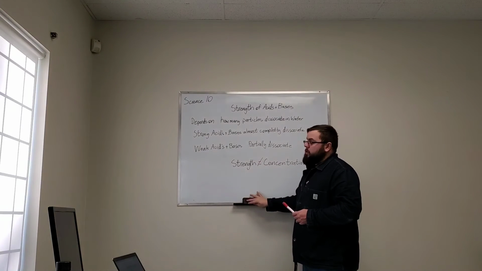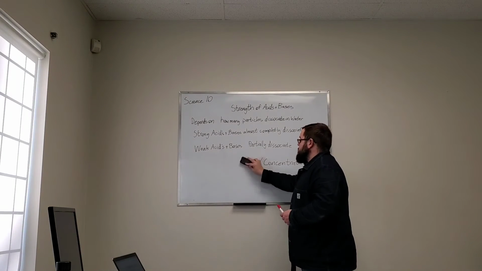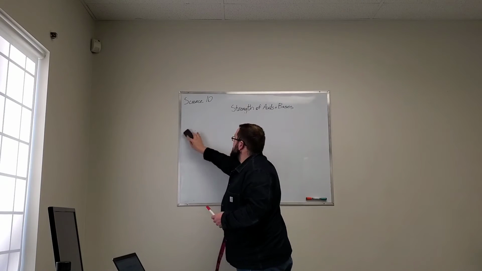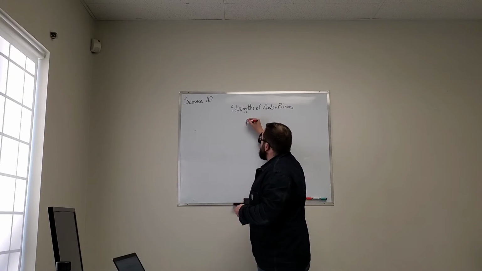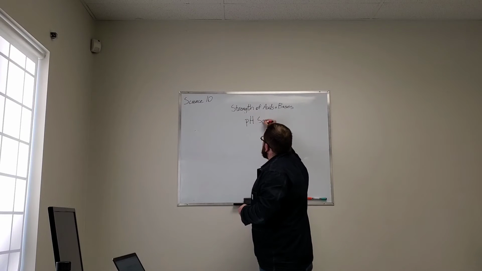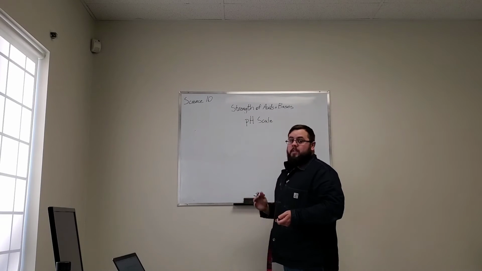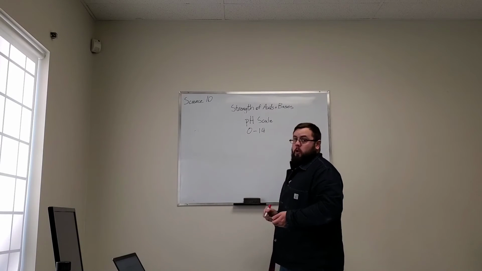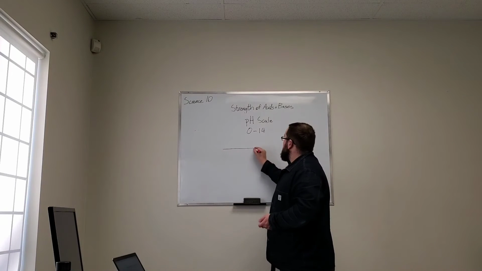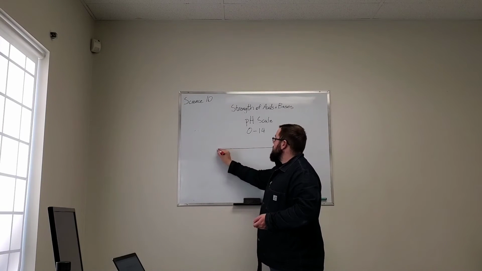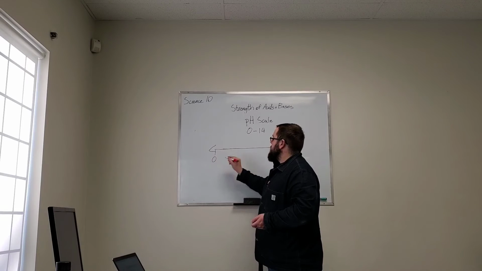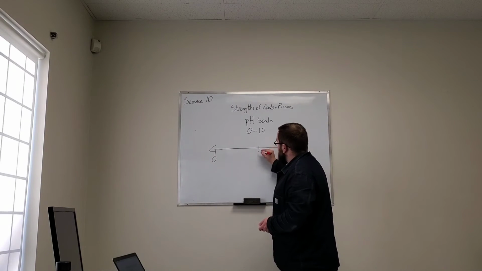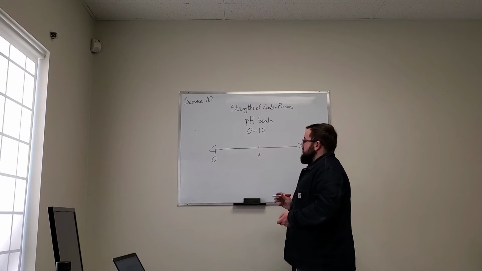Now, when you have your acids and bases and you want to find out how strong they are, we have something called a pH scale. And this scale goes from 0 to 14. So I'm going to make a line here. Here's 0, here's 14, and here is 7.